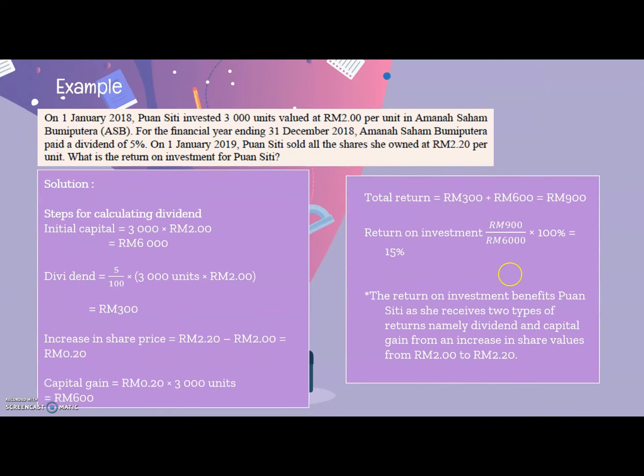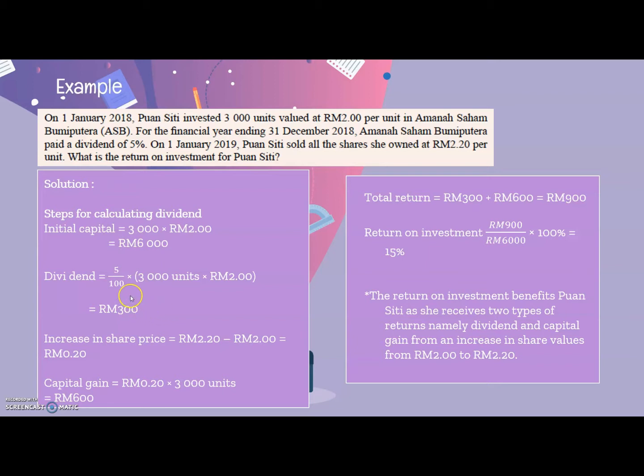This is the example for the ROI. Okay, first, steps to find the solution. Steps to calculate the dividend. First, find the initial capital for the 3,000 units times 2 ringgit per unit. So it equals 6,000 ringgit Malaysia for the initial capital.